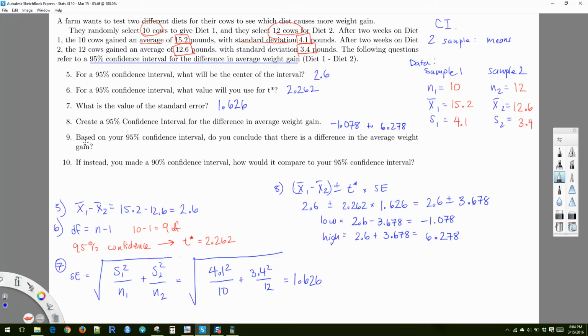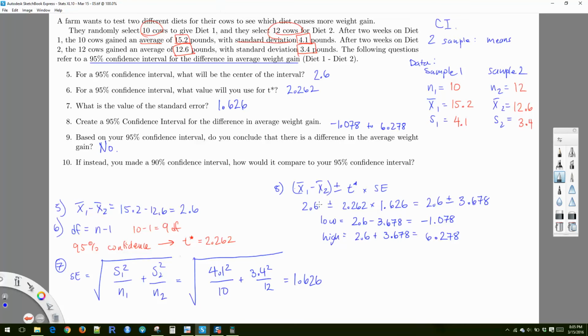Okay, so based on my confidence interval, do you conclude that there's a difference in the average weight gain? What do we say? No, and why do we say no? Because when you find your t-value and go onto your chart, your t-value is going to be between 0.1 and 0.05, so it's going to be greater than all those.